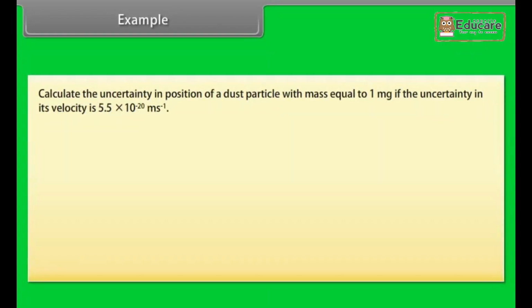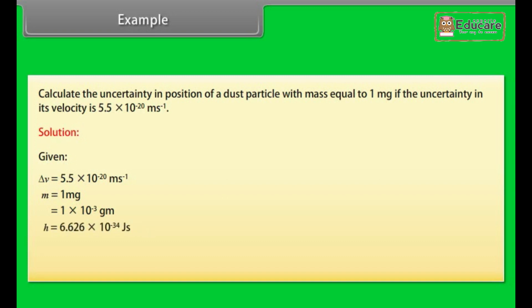Example: calculate the uncertainty in position of a dust particle with mass equal to 1 mg if the uncertainty in its velocity is 5.5 into 10 raised to the power minus 20 meters per second. Solution: given delta v is equal to 5.5 into 10 raised to the power minus 20 meters per second. m is equal to 1 milligram, which is 1 into 10 raised to the power minus 3 gram. h is equal to 6.626 into 10 raised to the power minus 34 joule second.